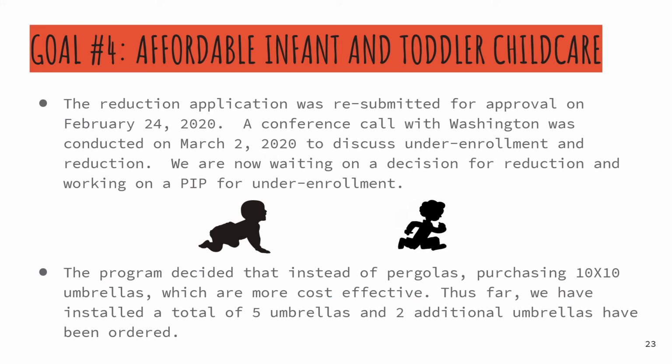Goal number 4, affordable childcare. The reduction application was resubmitted for approval on February 24, 2020. A conference call with Washington was conducted on March 2nd to discuss under-enrollment and reduction. We are now waiting on a decision for reduction and working on a PIP, or Performance Improvement Plan, for under-enrollment. The program also decided that instead of pergolas, to purchase 10 by 10 umbrellas, which are more cost-effective. Thus far, we have installed a total of 5 umbrellas, and 2 additional umbrellas have been ordered.